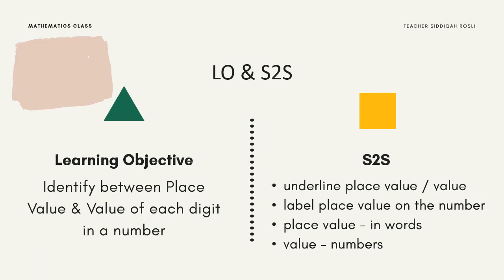So let us quickly recall our learning objective and S2S for today. Our learning objective for today is we are identifying between place value and value of each digit in a number. Our S2S for today is the first one. We underline the keyword if it's asking you for place value or value, and it always helps if you label the place value on the number or above the number. If it's asking you place value, then your answer is going to be in words. If it's asking you for value, your answer is going to be in numbers.